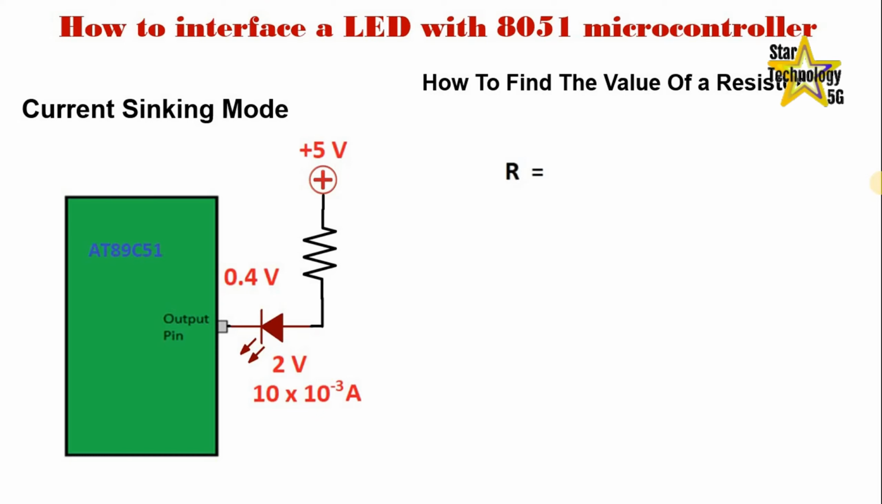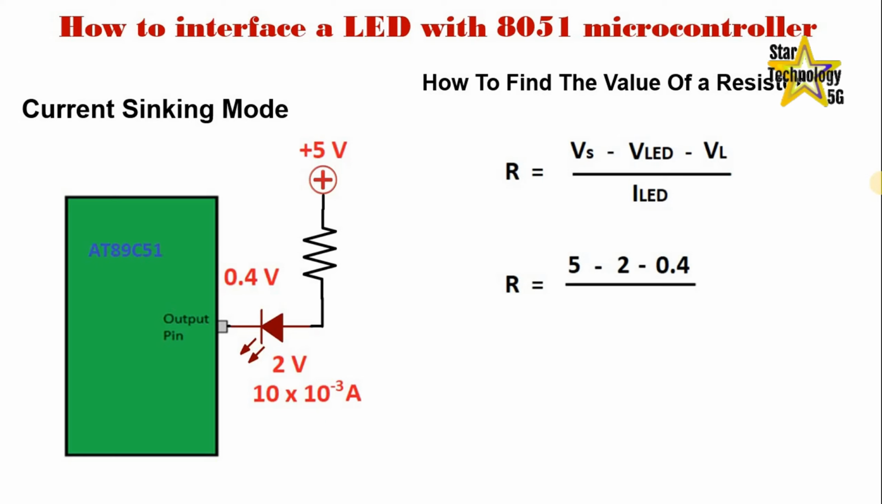R equals source voltage Vs minus LED voltage V LED minus microcontroller output voltage VL divided by LED current I LED. R equals 5 volts minus 2 volts minus 0.4 volts divided by 10 milliamperes. R equals 260 ohms. The value of the resistor in current sinking mode is 260 ohms.